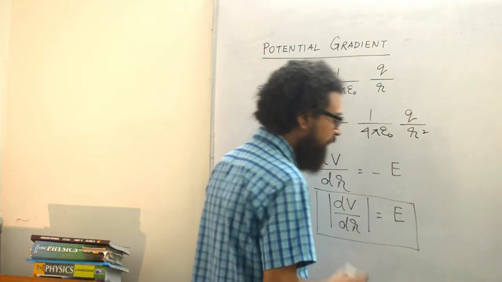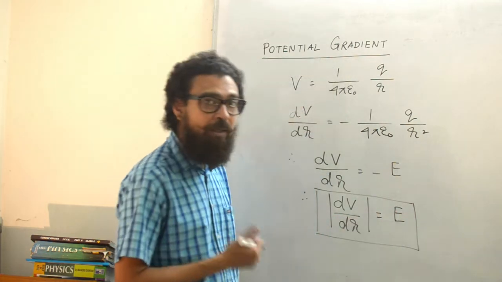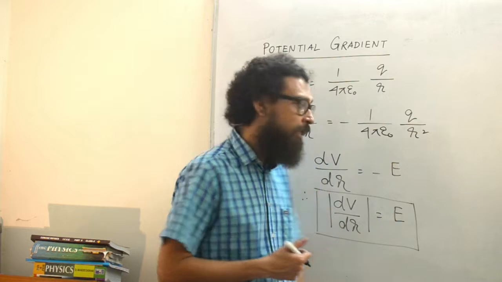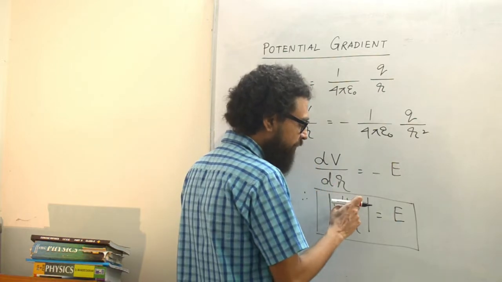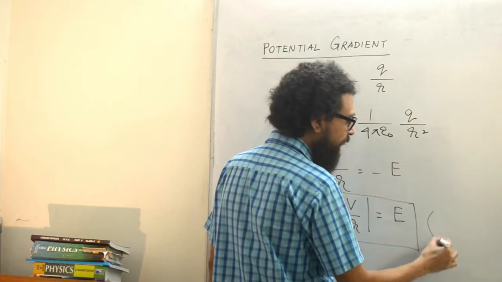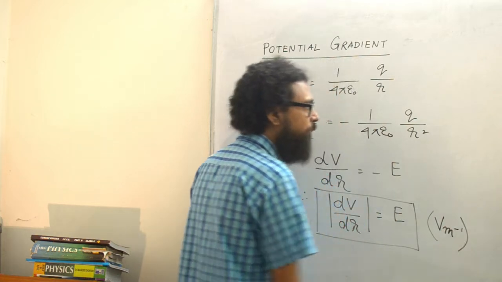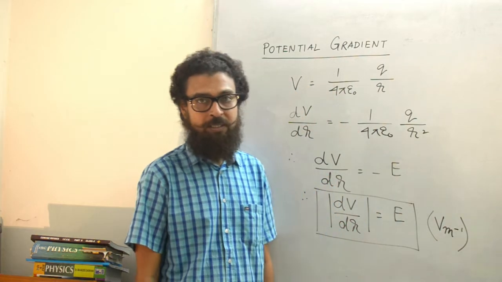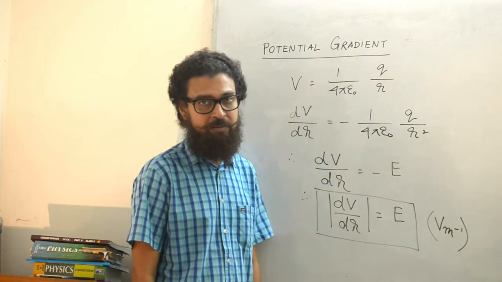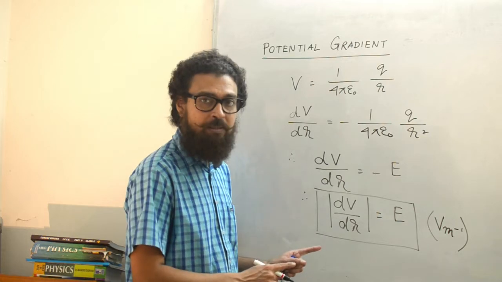The potential gradient is equal to electric field. And from here a new unit of electric field can be derived: this is volt, this is meter. So the unit of electric field now is volt per meter. Alright, so this is very interesting. Hope you have understood this.